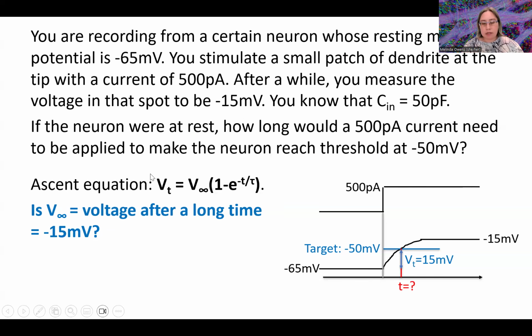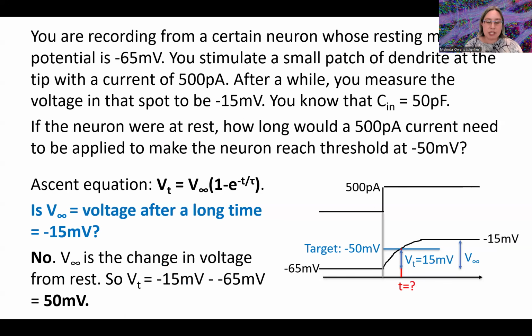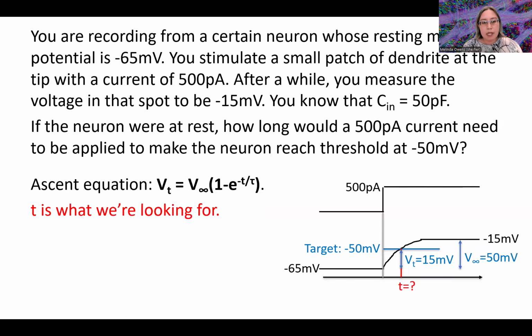Now, moving on to the right, we have V infinity, and that's the voltage after a long time. A long time, after a while, all that means is just a long time. It says the voltage after a long time is -15 millivolts. Is that V infinity? No, same logic. V infinity is the change in voltage from baseline. So it's the difference in voltage from -15 to the original -65. That would be 50 millivolts, so V infinity is 50, not -15. Okay, keep going. T, that's what we're looking for.